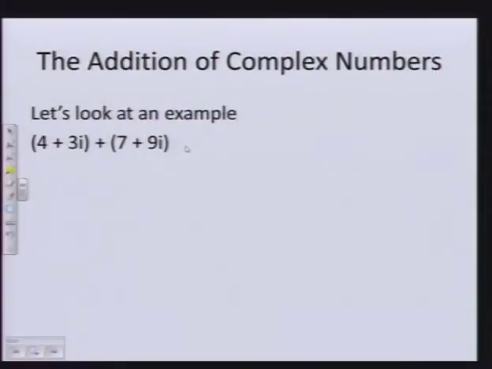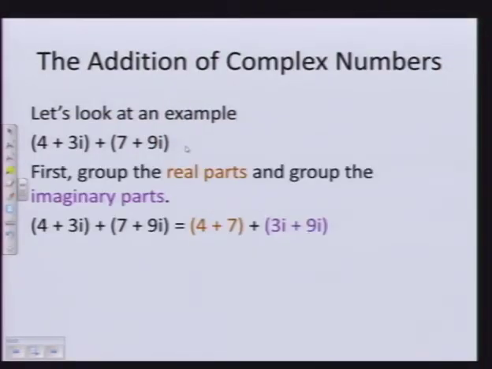What we're going to do is some grouping here. We're going to group the real parts and we're going to group the imaginary parts. So we start off with 4 plus 3i in parentheses, plus in parentheses 7 plus 9i. First of all, I'm going to group the real parts. I'm going to take the 4 plus the 7, and put those in parentheses. So in parentheses I have 4 plus 7. That's my real parts.